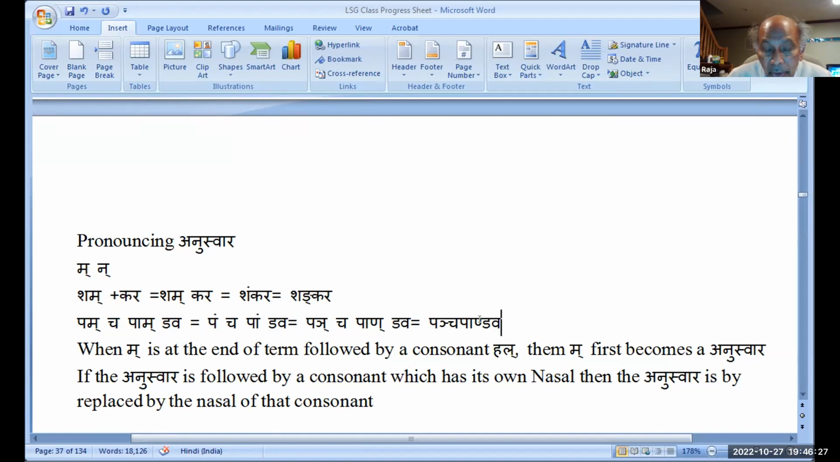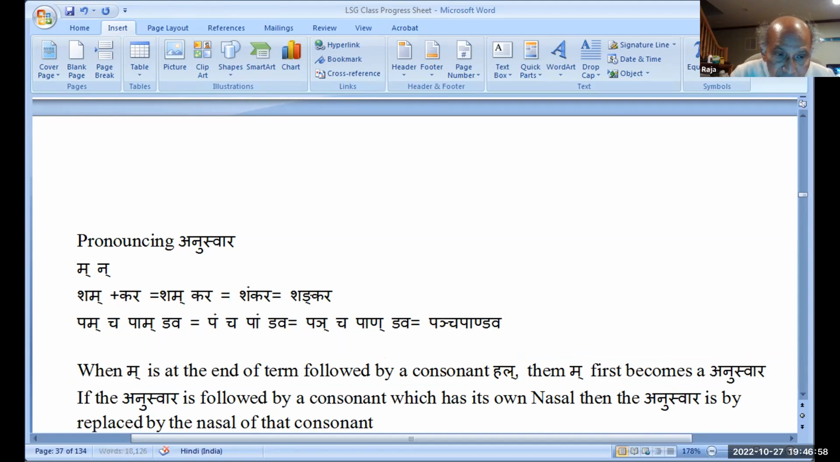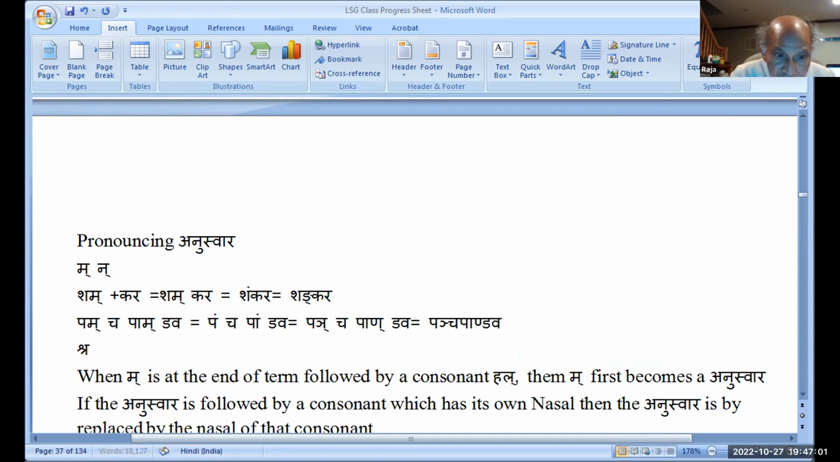So for makara, it doesn't matter whether it comes in between a word or outside at the end of a sentence. This is inside a word. Pancha is one word, Pandava is another word, but they combined as a compound, Pancha Pandava. You don't say Pamcha Pamdava. You say Pancha Pandava. So the pronunciation, you also need to know, sometimes you have Sriman Narayana.